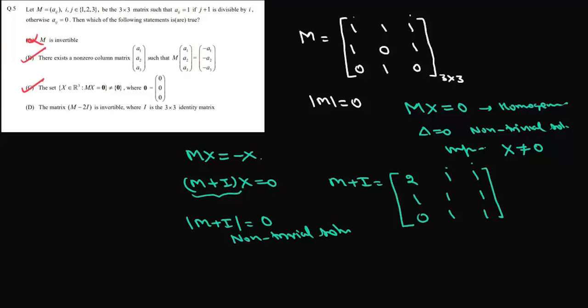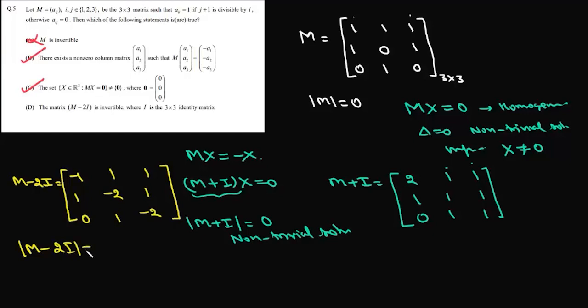Now we need to find M minus 2I. M minus 2I is minus 1, minus 2, minus 2, and this is 1, 1, and this is 1, 1, and this is 0, 1. Now we have to find its determinant, and what we'll do is write R1 as R1 plus R2 plus R3. Now this is 0, this is 0, and this is 0. So basically the determinant is 0.